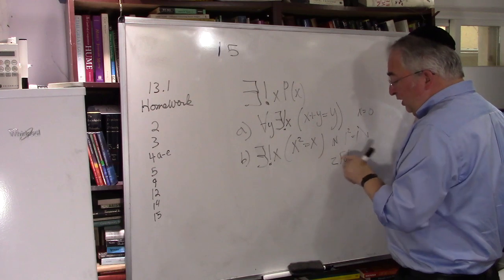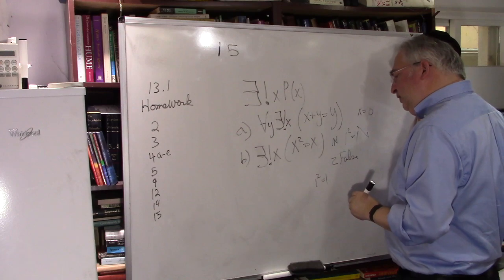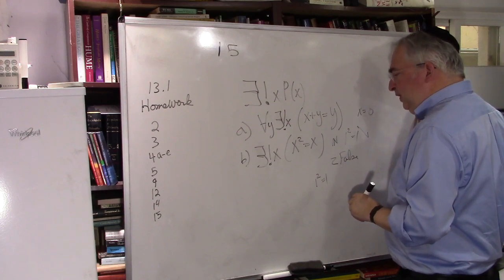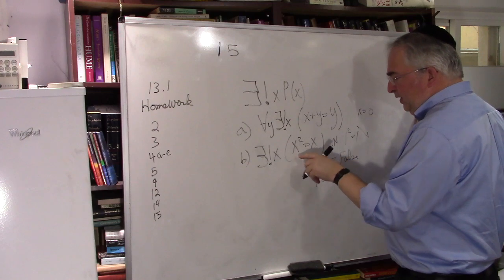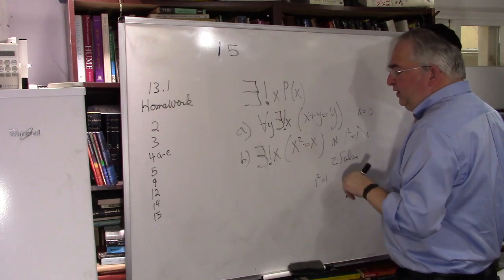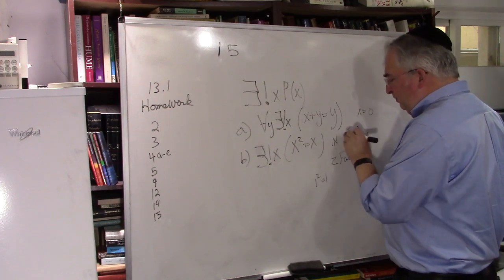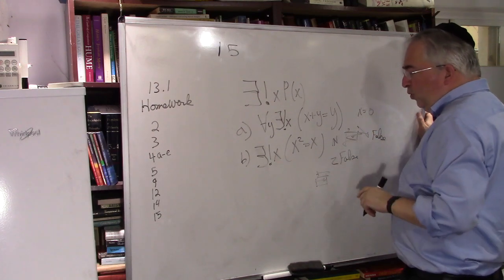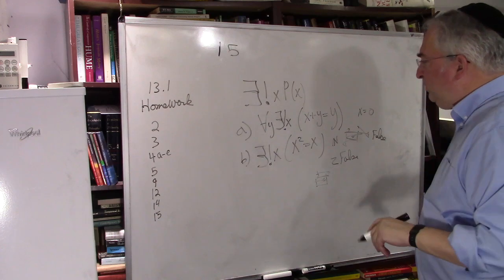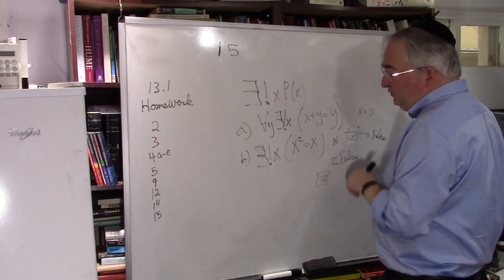So it's true for this. Why is it false? Because 1 squared is equal to 1. No, it's true for the integers also. Oh, I'm sorry, it's false for both. 1 squared is equal to 1, that's true. 0 squared is equal to 0, that's also true. So it's false for both. It's not unique. It's false in the natural numbers, and it's false in the integers.